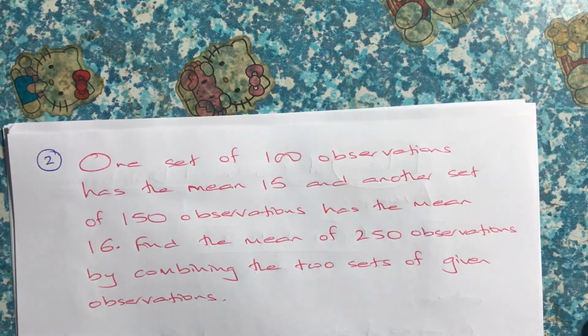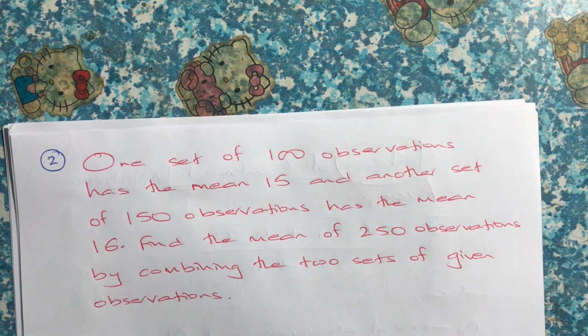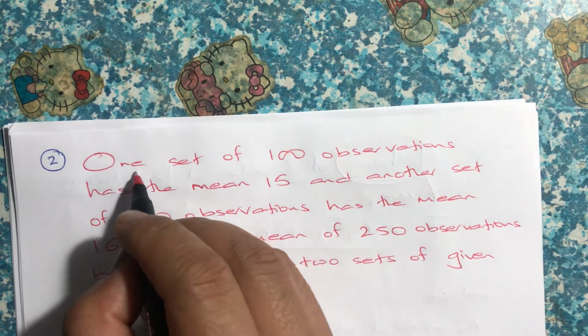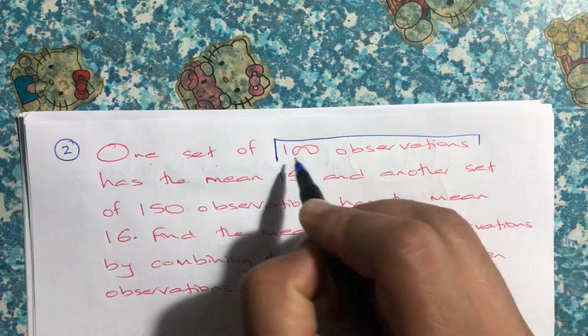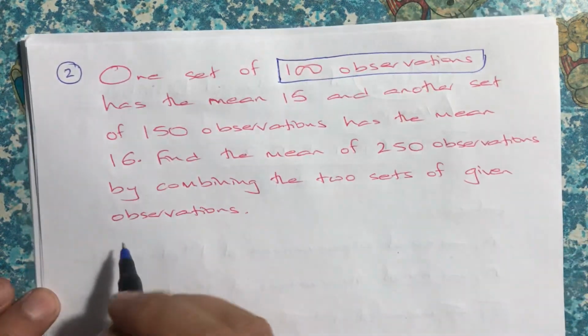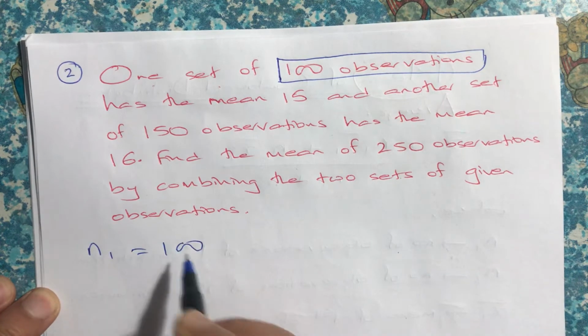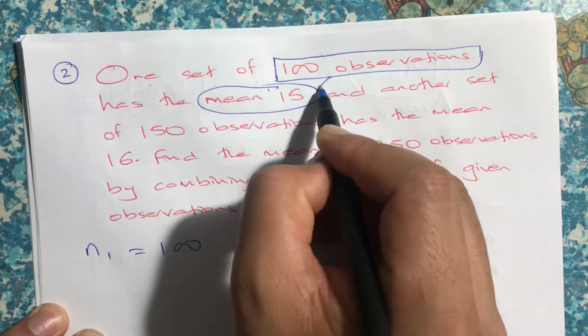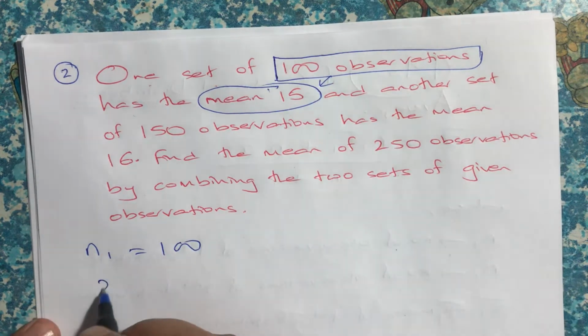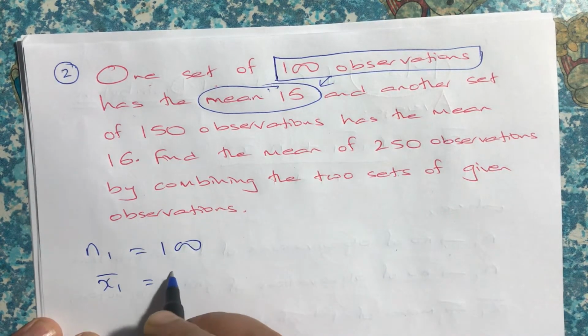It says one set of 100 observations. So we have one set and you have 100 observations. So how many observations? 100. Obviously that becomes your n1. So n1 is equal to 100. It has the mean 15. Whose mean? The 100 observations' mean. So that means x1 bar is equal to 15.